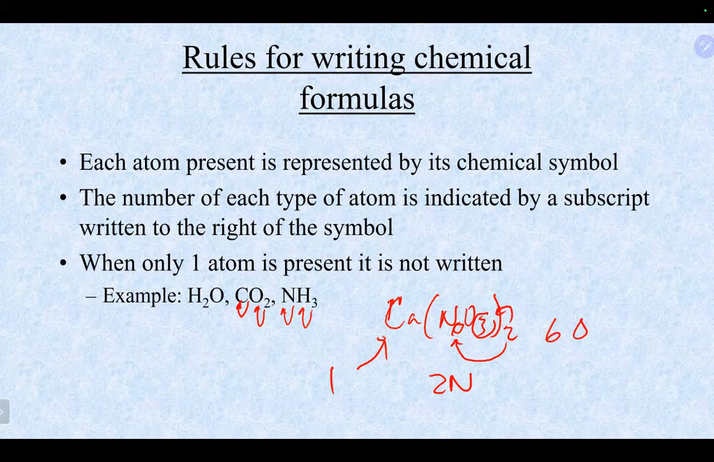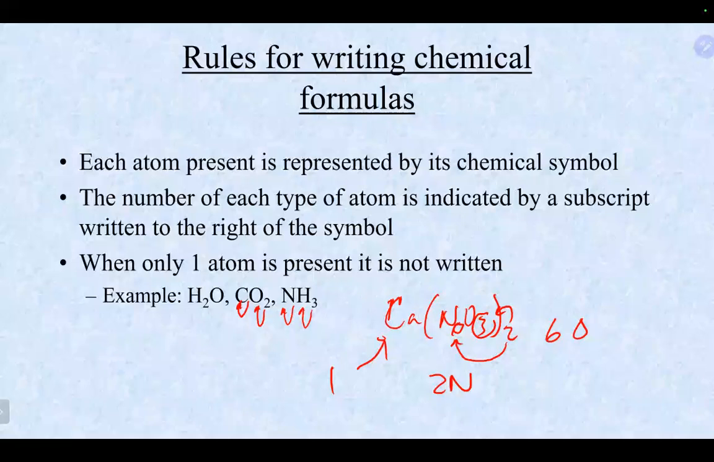So a lot of times we do have formulas that have parentheses around them, especially with these guys, which are polyatomic ions. We do need to distribute that 2 on the outside into each of the elements that are present there to get the correct number of atoms. Any questions on that there?